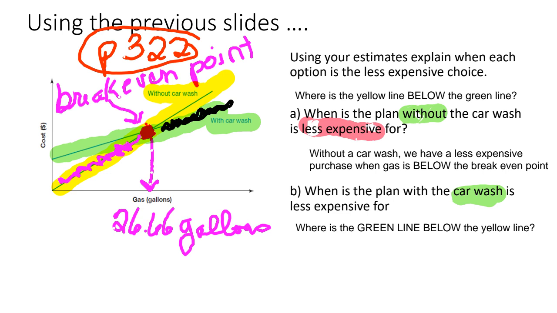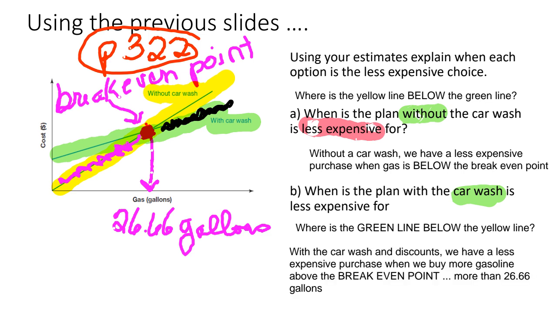Okay, so the answer is with the car wash and discounts, we have a least expensive purchase when we buy more gasoline above the break-even point, more than 26.66 gallons. That's how we read this table.